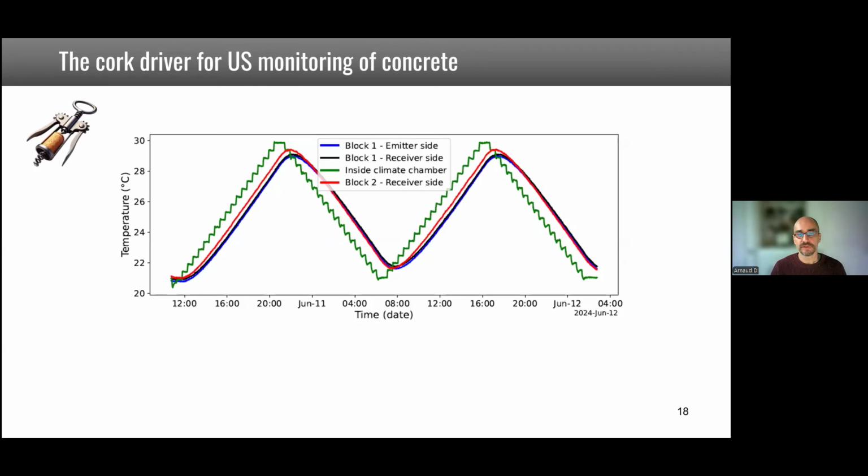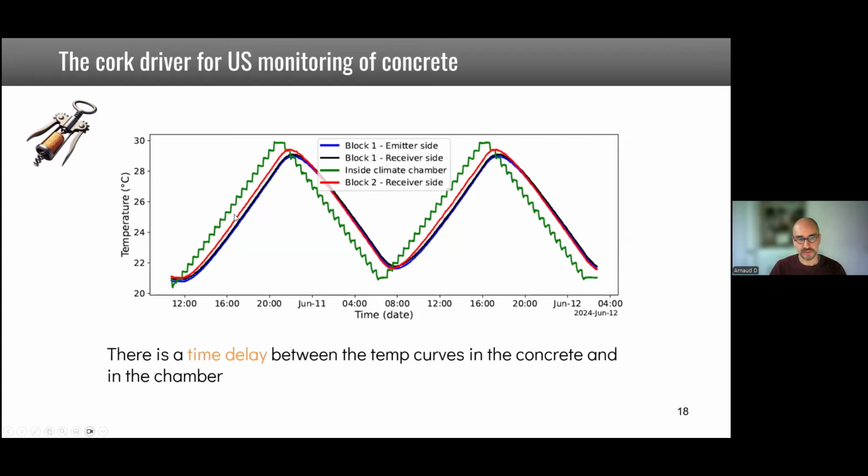Okay. So first thing we notice is this is inside the climatic chamber. This is what we assign to the climatic chamber. And then we also had thermocouples inside the concrete, really in the middle of the concrete at different locations, emitter side, receiver side, and I think one in the middle, but it's not very clear. This is block one, block two. And you see we vary the temperature from 20 to 30 degrees, and you see already that there is a time delay between what we impose in the chamber and what we have in the concrete. This is the story of the house filled with water.